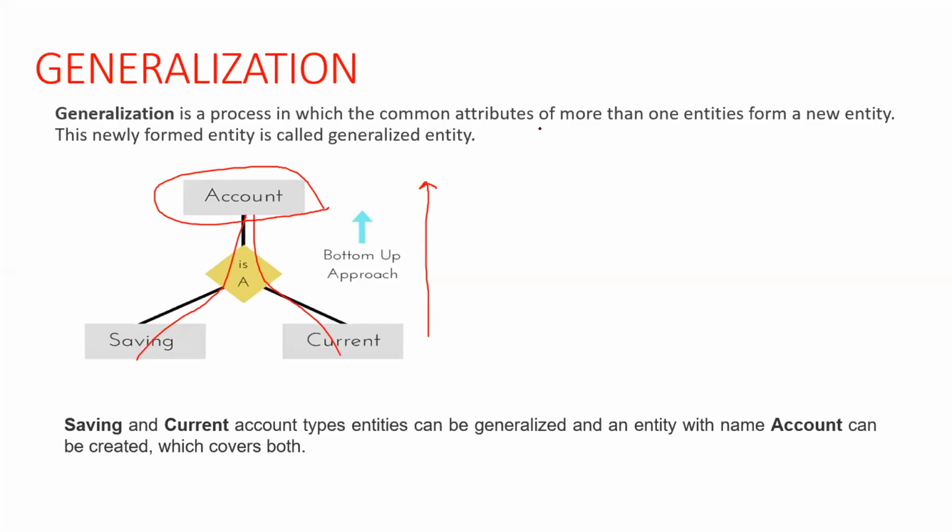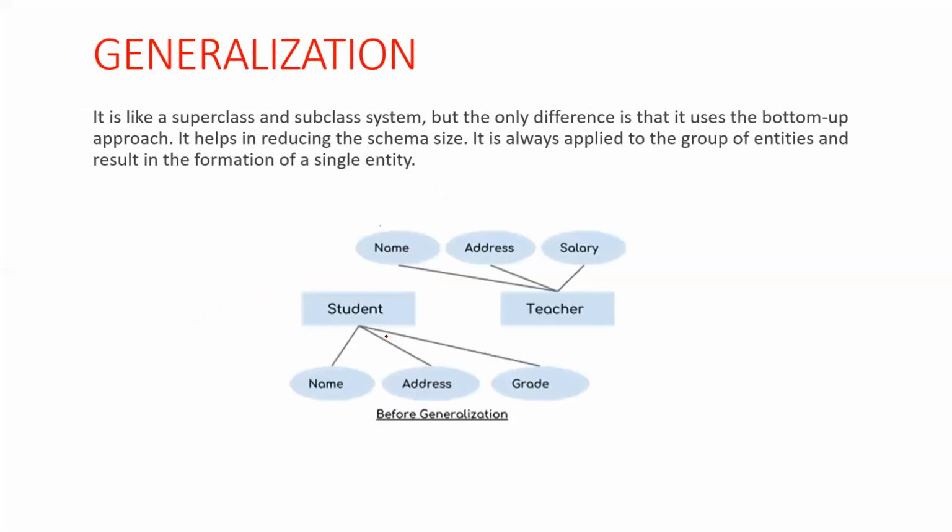Another example, you will understand clearly here. We have two small entity relational diagrams. One is teacher, another one is student. Find the attributes here: name, address and salary, and here name, address and grade. Now what are the common attributes here? The common attributes are name, address, and here also name, address.